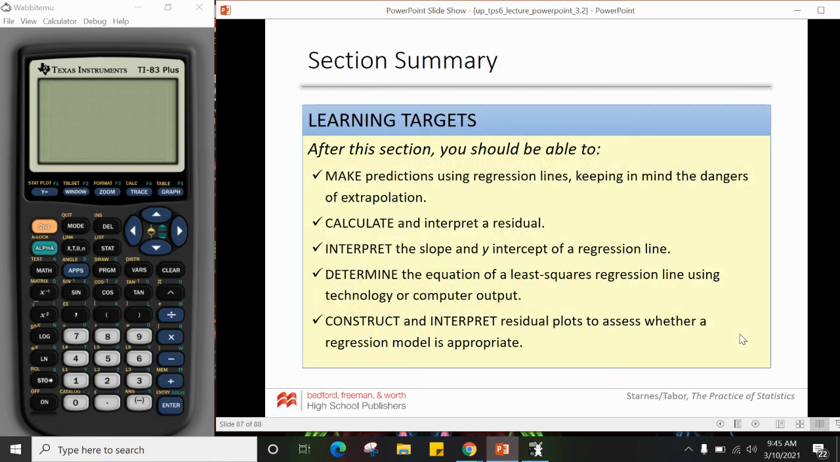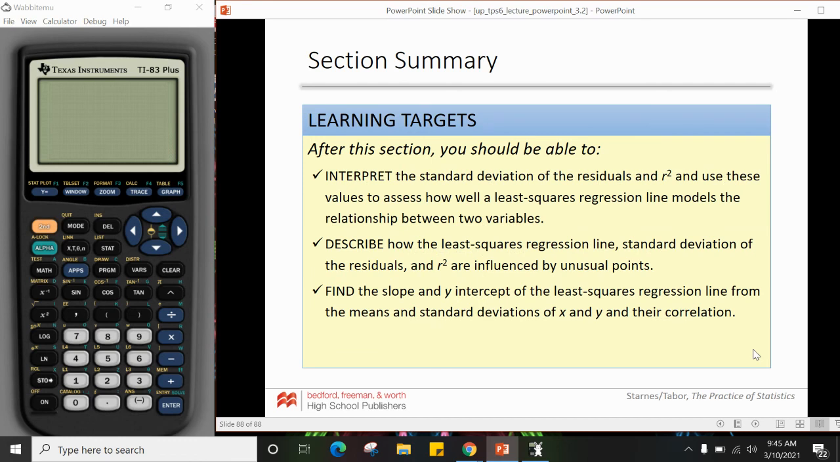All right, and that is it for today. This first page is probably what you could have done in 3.1 or 3.2 day one. These are the learning targets you should be able to do. Interpret the standard deviation of the residuals and r squared, and use these values to assess how well a least squares regression line models the relationship between the two variables. Describe how the least squares regression line, standard deviation of the residuals, and r squared are influenced by unusual points. Find the slope and y-intercept of the least squares regression line from the means and standard deviations of x and y and their correlation.